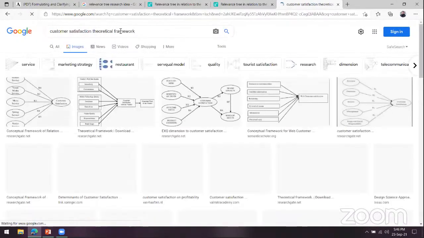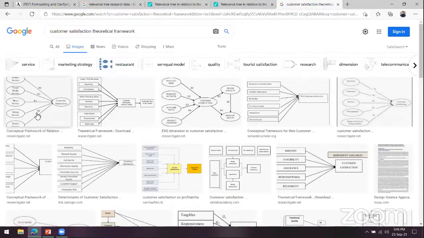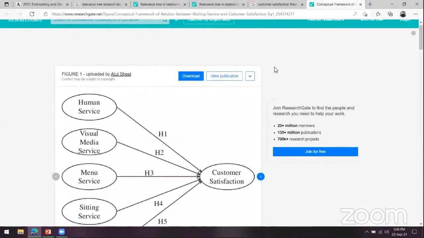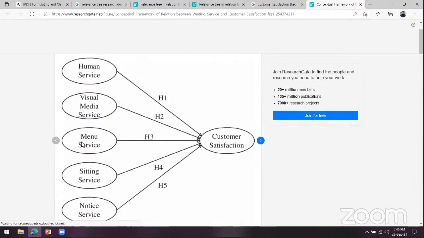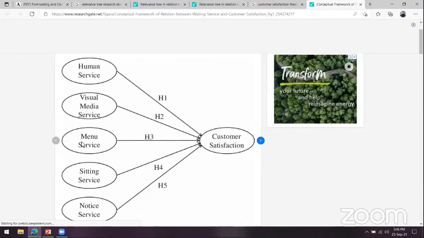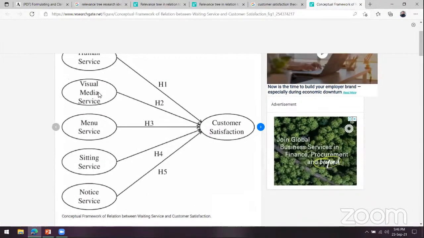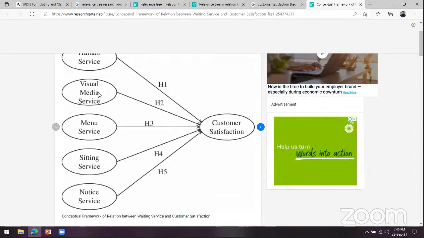Some of you might know that I would like to know customer satisfaction, whether they are human service, visual media service, menu service, sitting service, notice service. Then you're looking at customer satisfaction. But look at this carefully. This one could not be utilized for your research in hospital because menu service is not the one that we use in hospital. Am I right? Sitting as well. Visual media, you are not looking at something. You are not going there, in the hospital, you are taking your medical treatment.